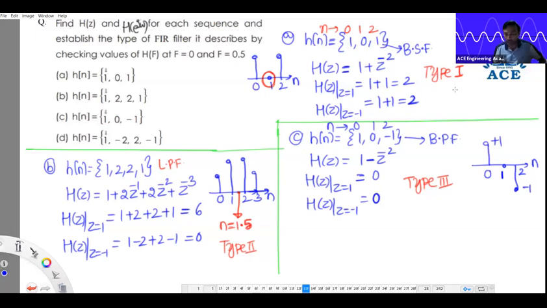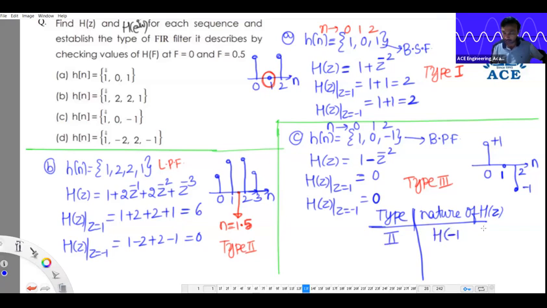So the conclusion is, with type 1, all forms of filters can be designed. But a band stop filter is 100% possible only with type 1. No other type can form a band stop filter. In type 2, which quantity is 0, sir? H minus 1 is 0. Ending answer 0 means you cannot design which filters? High pass and band stop.